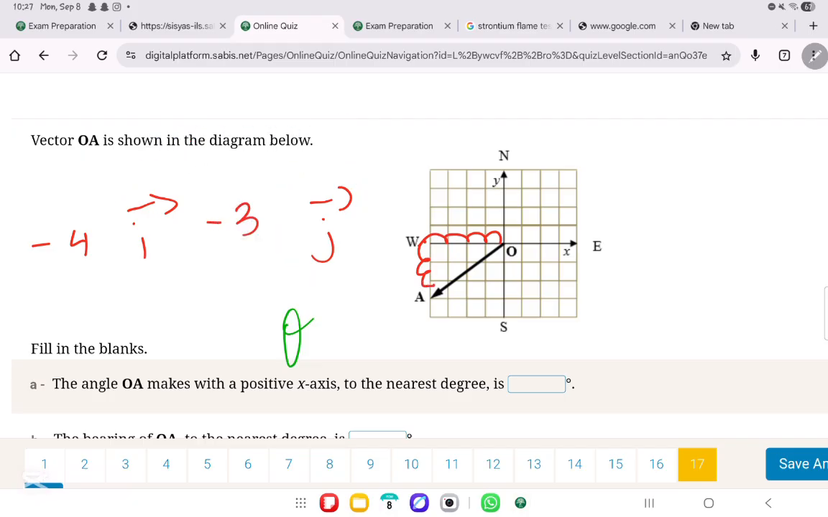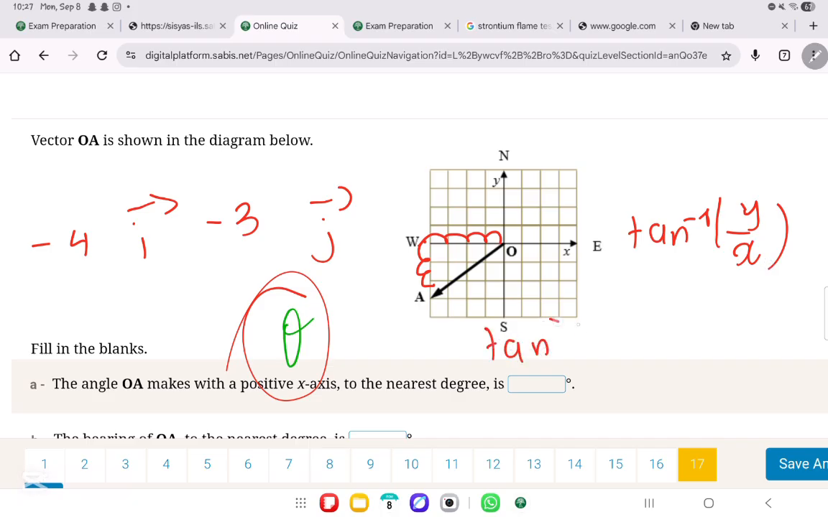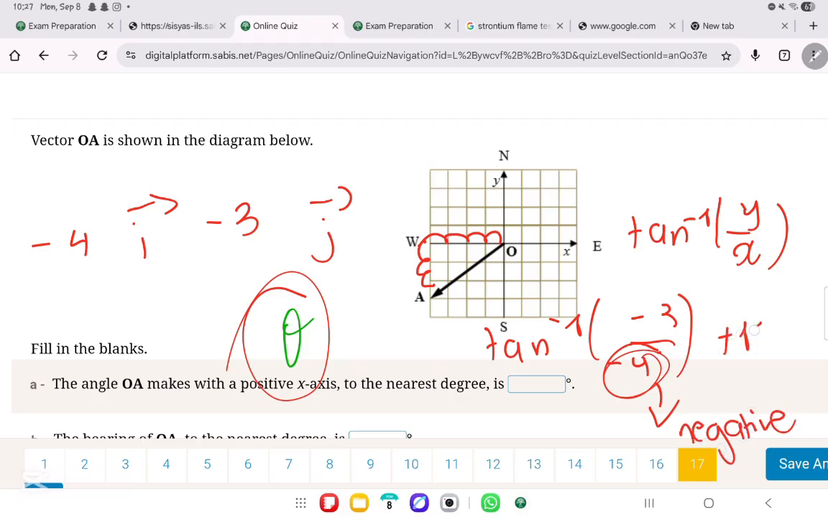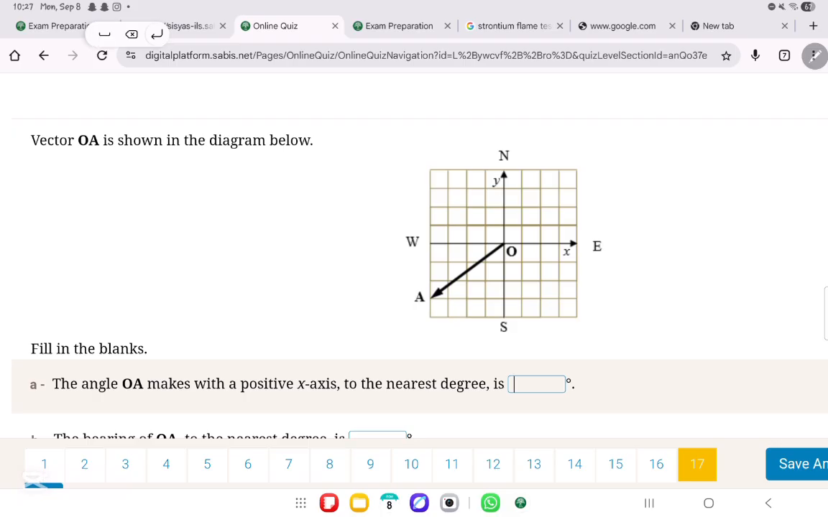Now, how do we find theta? Usually, you do tan inverse y over x. So tan inverse minus 3 over minus 4. But because the x is negative, we'll need to add 180. So put it on the calculator. And to the nearest degree, you're supposed to get 217 degrees. Now, this is the angle made with the positive x-axis. So all of this is 217 degrees.